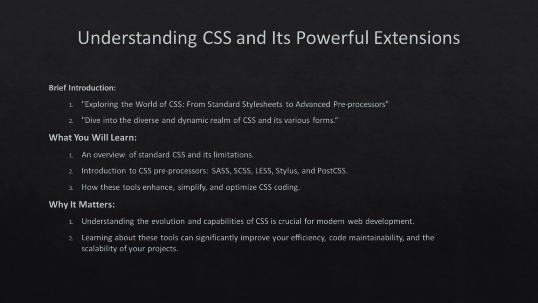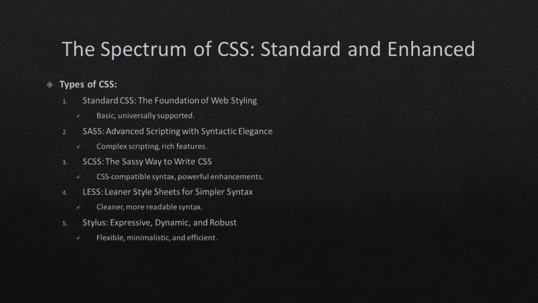Today, I'll briefly explore how CSS has transformed from a basic style sheet language into a comprehensive toolkit. With the advent of various preprocessors like SASS, SCSS, LESS, and Stylus, the landscape of web design and development has evolved remarkably. In this overview, we'll touch on the various forms of CSS, from the standard CSS we all start with, to the more dynamic and feature-rich preprocessors like SASS, SCSS, LESS, and Stylus. Each brings its unique flavor and capabilities to enhance web styling and design.